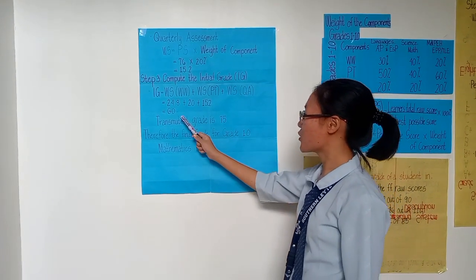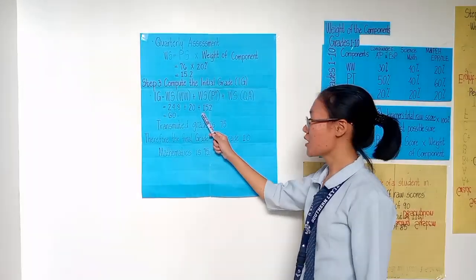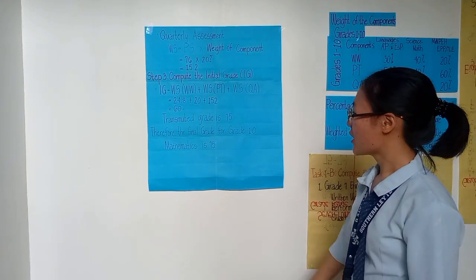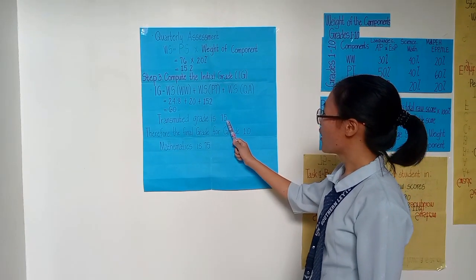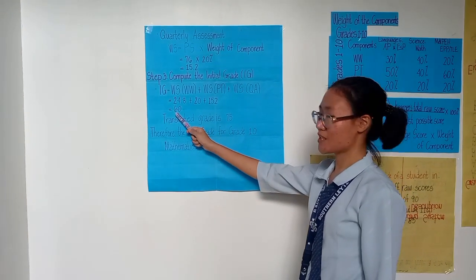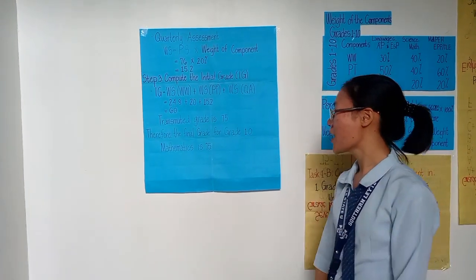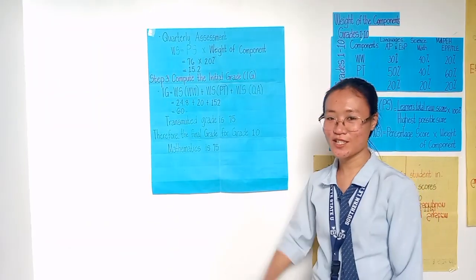So we have to sum it up. 24.8 plus 20 plus 15.2 equals 60. So the initial grade is 60. So the transmuted grade is 75. Therefore, the final grade for grade 10 in mathematics is 75.